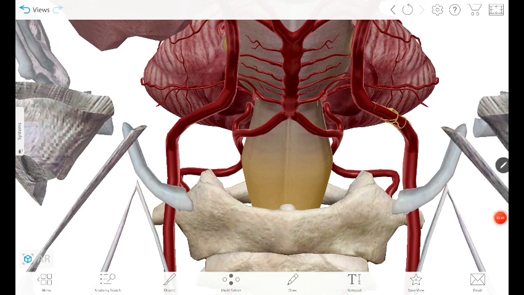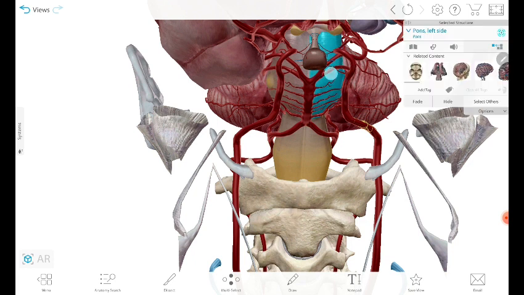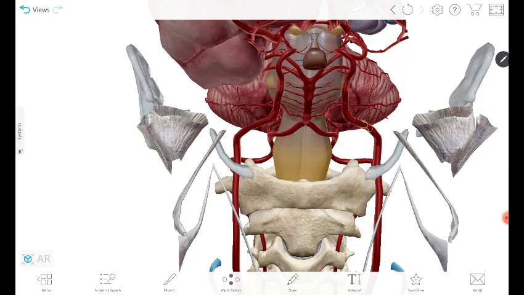So this here is the basilar artery. Now the basilar artery gives pontine branches. So this over here is the pons. We can clearly see it is giving off branches to pons, which are the pontine arteries on either side. Now it also gives two other branches.